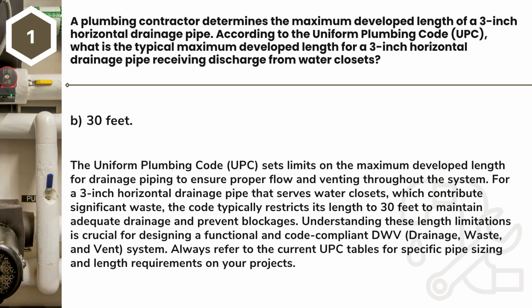Answer: B. 30 feet. The Uniform Plumbing Code, UPC, sets limits on the maximum developed length for drainage piping to ensure proper flow and venting throughout the system. For a 3-inch horizontal drainage pipe that serves water closets, which contribute significant waste, the code typically restricts its length to 30 feet to maintain adequate drainage and prevent blockages.